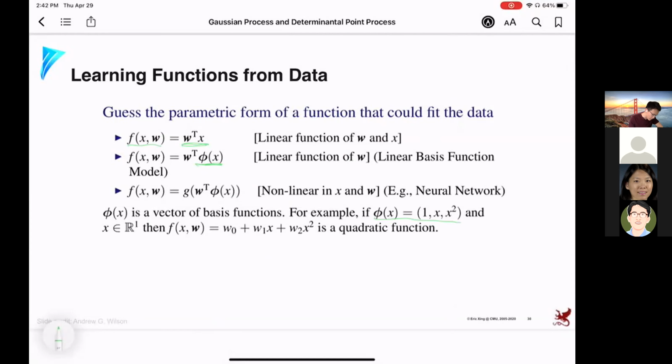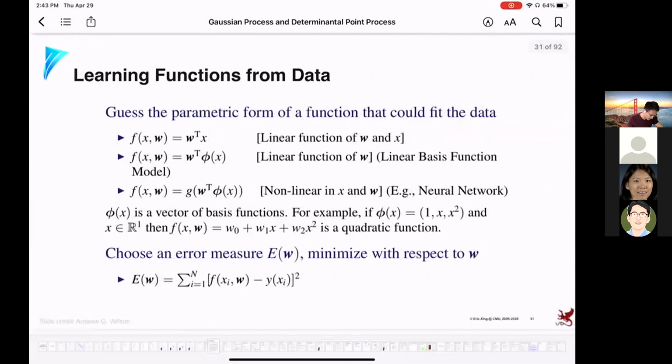Other than that, I can maybe even introduce a nonlinear function, or so-called activation function. If I'm doing this, this is basically what a neural network does, right? A one-layer neural network is doing a linear transformation followed by an activation function.